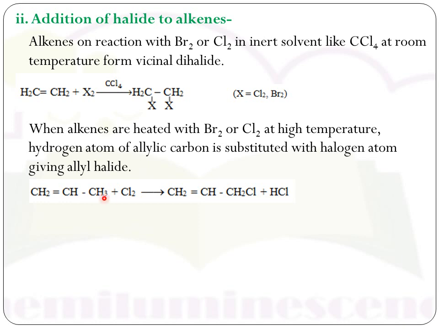When high temperature is used, the hydrogen atom present at the allylic carbon is replaced. Allylic carbon is the carbon having sp3 hybridization which is next to the carbon-carbon double bond. The hydrogen of this allylic carbon gets replaced by the halogen atom and the allylic halide is formed. These are the differences between these two reactions. Remember, at room temperature this reaction gives vicinal dihalide, and when the halogenation of alkene takes place at higher temperature, allylic halide is formed.